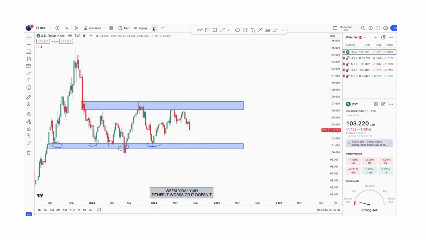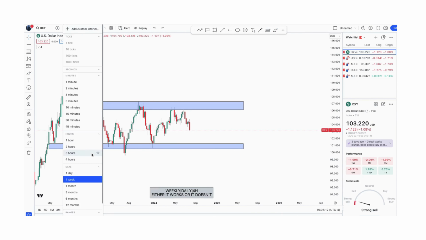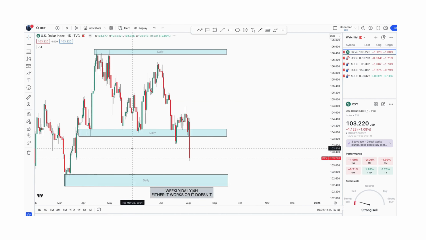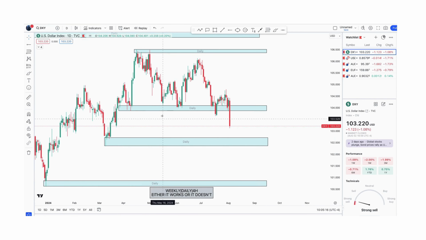So we are in a range on the weekly time frame for the dollar, but we're going to drill into the daily time frame to look at that a little bit better. On a daily, we can zoom out some. We can see that we had some resistance here at the top, as well as support. This support was most recently broken on Friday, as we can see from that big bearish candle.